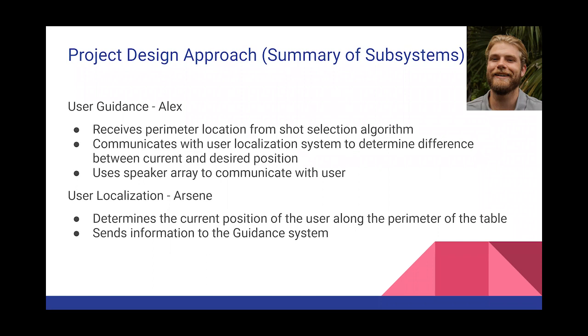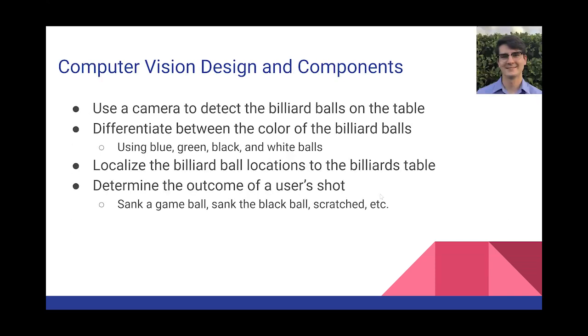User guidance is Alex's system. It will receive perimeter location from the shot selection algorithm, and it will then communicate with the localization system back and forth to determine the difference between current and desired position. It uses a speaker array to communicate with the user where along the table it should be moving towards. The final system is the user localization system by Arson. It determines the real-time position along the perimeter of the table and is able to send that information to the guidance system.